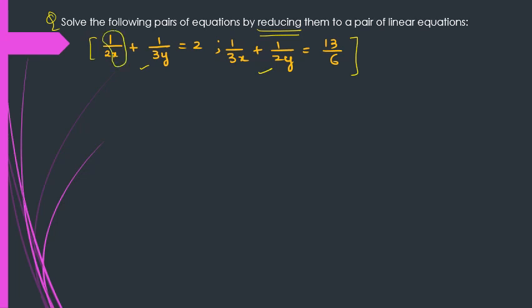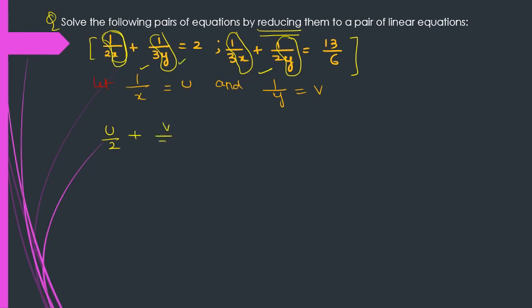If you see, 1 by x is here, 1 by x is here, 1 by y is here, 1 by y is here also. So what we can do is assume that 1 by x is some variable u, and 1 by y is some other variable v. If you do so, this has become u now. So the equation has taken another form: u by 2 plus v by 3 is equal to 2.